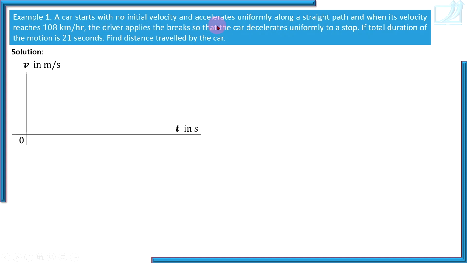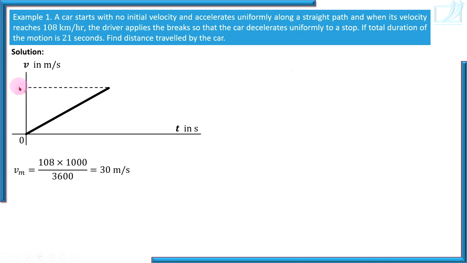Particle starts with no initial velocity, so at t equal to 0, v is 0. So here you should start drawing the curve. Uniform acceleration means it is an inclined straight line. What is the velocity reached by the particle? 108 kilometers per hour. Kilometers converted into meters and divided by 3600. So it is 30 meters per second. So insert that value. If you know a value, you should insert it. Up to what time it is accelerated motion, we don't know. So we have labeled it as t dash.